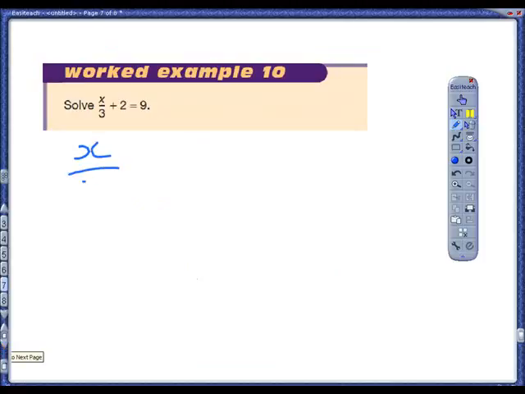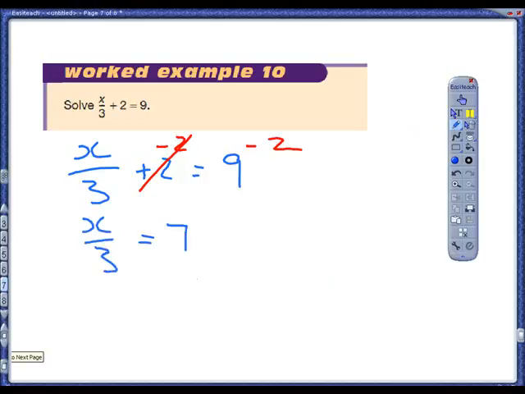So again, let's rewrite it to give ourselves a bit more space. Now, I'm going to get rid of the plus 2 first here. That was the last thing that happened in making this equation, so let's make it the first thing in solving the equation. And I just subtracted 2 off both sides. So you get x over 3 is equal to 7.